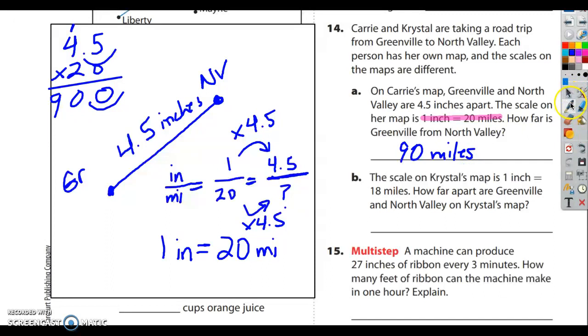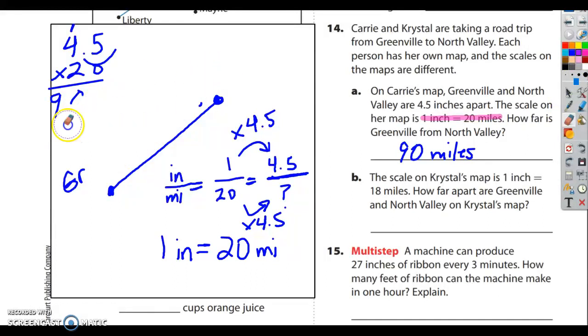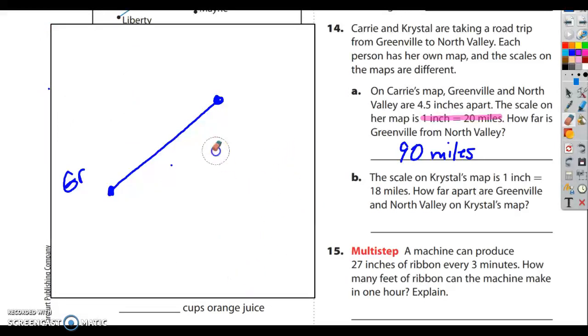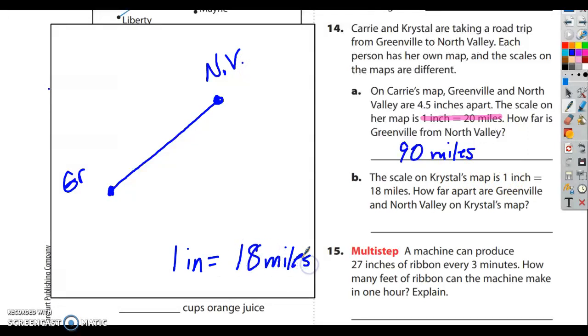Question B says, the scale on Crystal's map is 1 inch equals 18 miles. So we can't use the same math right here. We can't use all this. I'm going to go ahead and erase it. I can still use Greenville and North Valley. But the scale, according to question B, is 1 inch equals 18 miles. How far apart are Greenville and North Valley on Crystal's map?